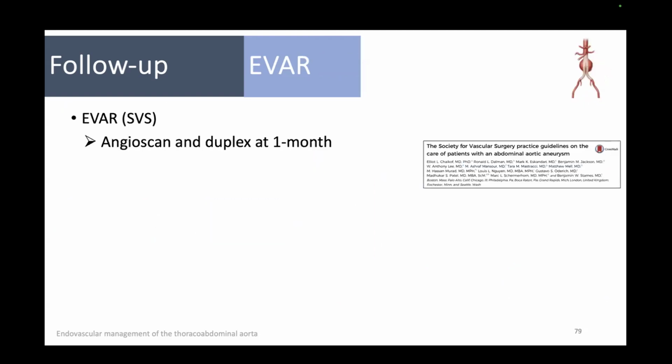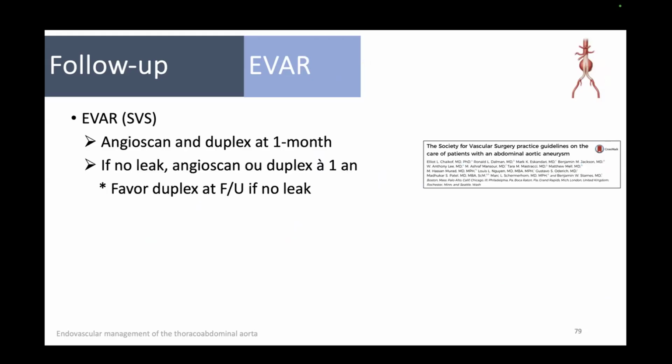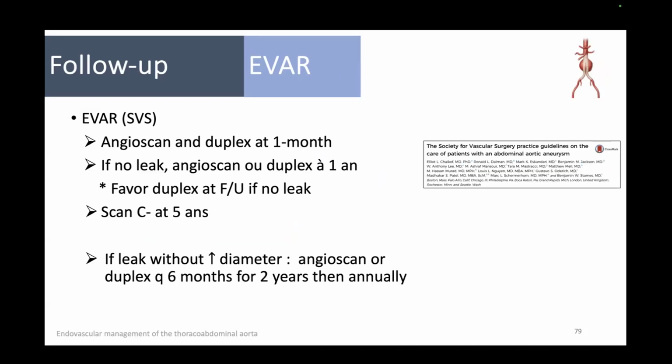For EVAR, I'm going to go a bit faster. You do a scan and a duplex at 1 month. If there's no leak, you do a scan or a duplex at 1 year, and favor the duplex at follow-up if there's no leak because there's less radiation and contrast risk. You can do a scan CT minus at 5 years, though, if you follow by duplex to make sure that there's no false aneurysm or progression of the disease in the proximal part that's not visible with the ultrasound.